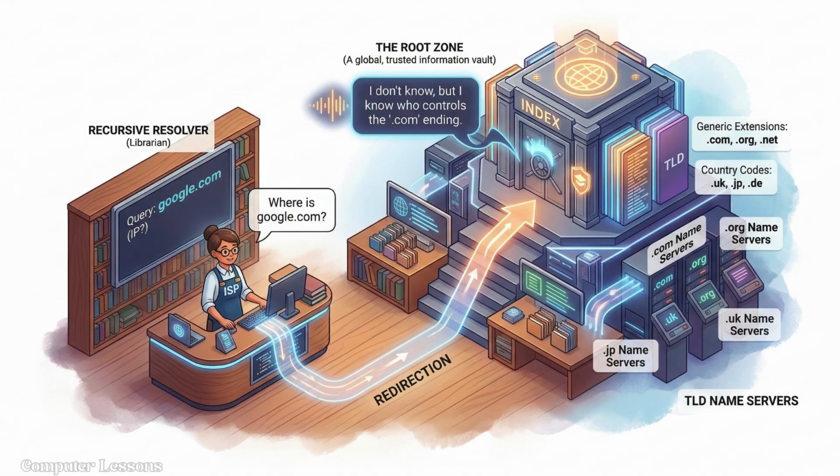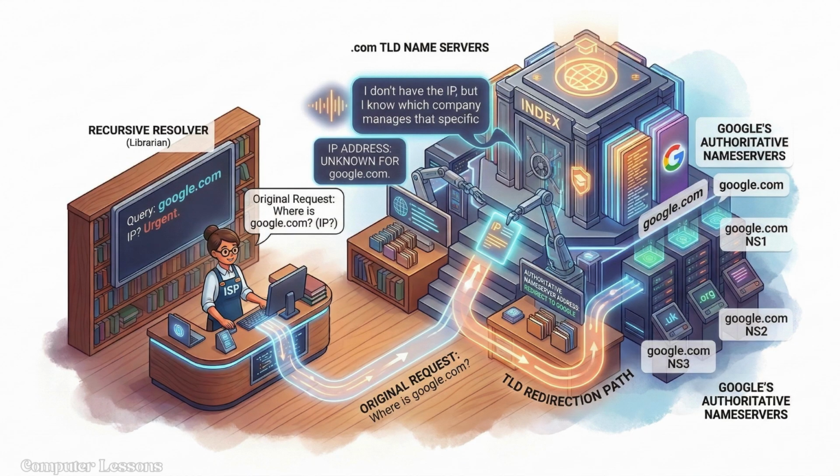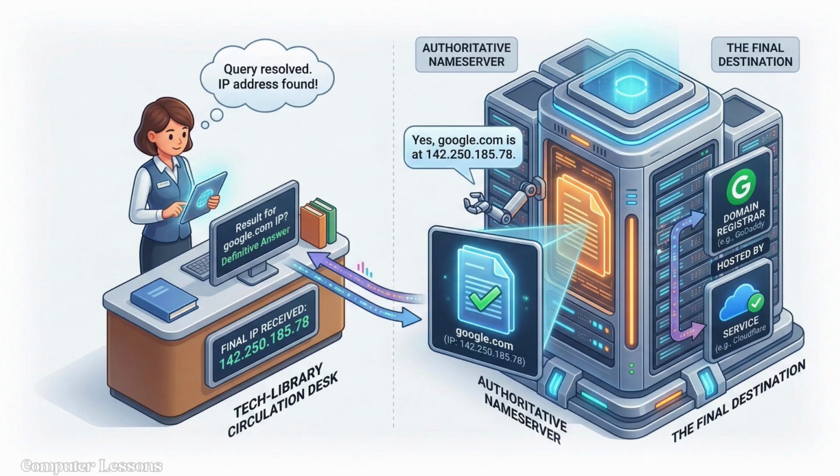TLD stands for top-level domain, which includes generic extensions like .com, .org, and .net, or country codes like .uk or .jp. The resolver then rushes to the TLD server responsible for .com and asks, "Where is google.com?" The TLD server replies, "I don't have the IP, but I know which company manages that specific name." It provides the address of the Authoritative Nameserver. The Authoritative Nameserver is the final destination.